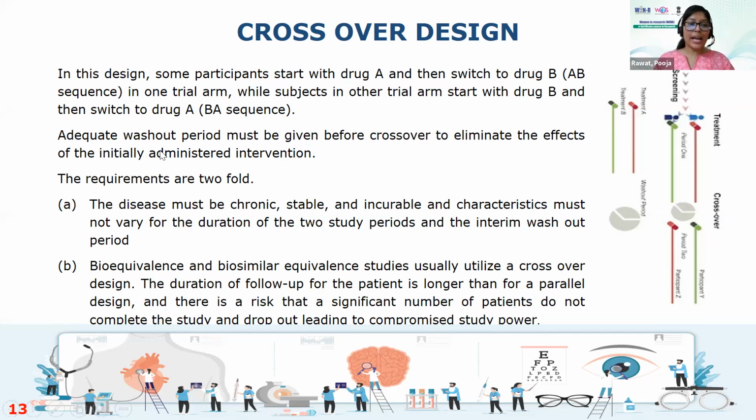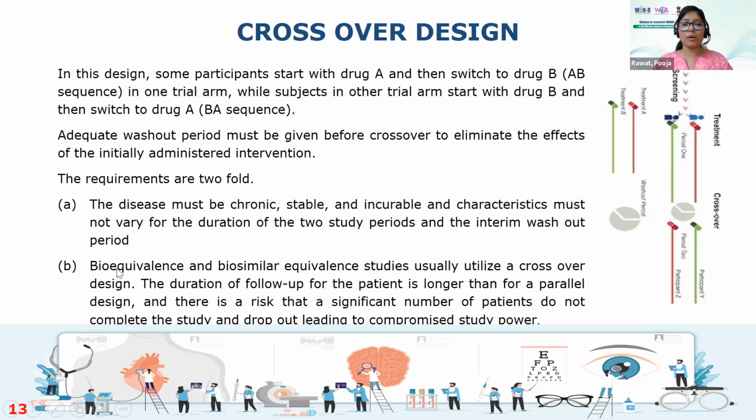An adequate washout period, as I said, is given before crossover to eliminate the effects of the initial administration or intervention. The requirements are twofold. The disease must be chronic, stable, and incurable. Its characteristics must not vary for the duration of the two study periods and the interim washout period. Bioequivalence and biosimilar equivalence studies usually utilize a crossover design.